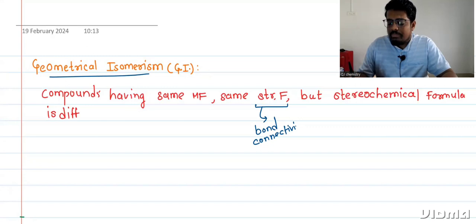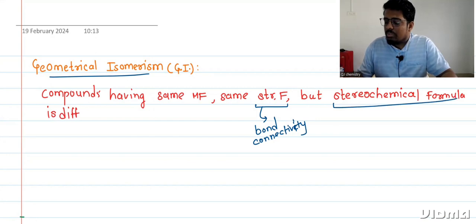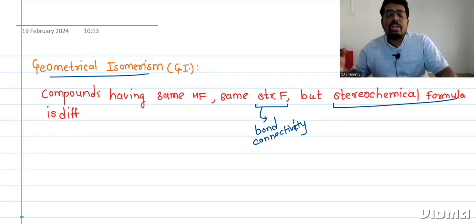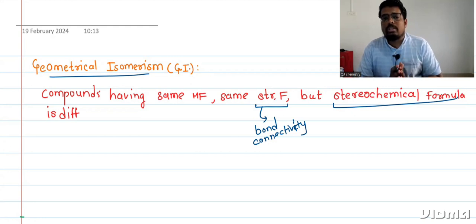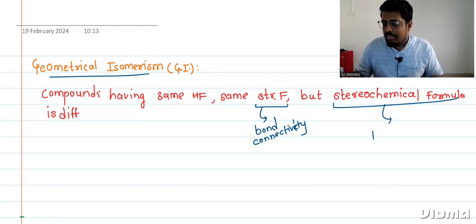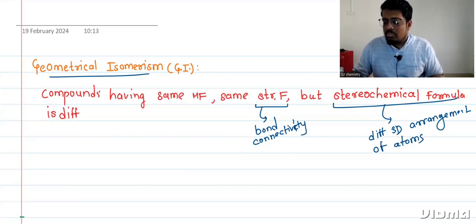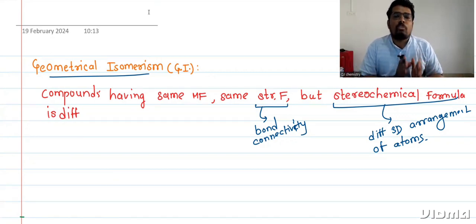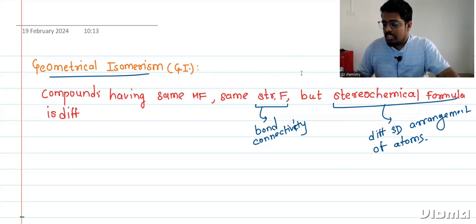The bond connectivity is the same, but the stereochemical formula is different. Now, stereochemical formula means what? The arrangement of atoms, that is, the three-dimensional arrangement of atoms in space, is different. So, different 3D arrangement of atoms. Now, how is the 3D arrangement of atoms or groups of atoms different in space? Let us take an example of alkene to understand how the stereochemical formula is different for alkene.